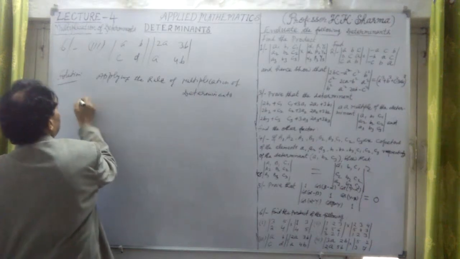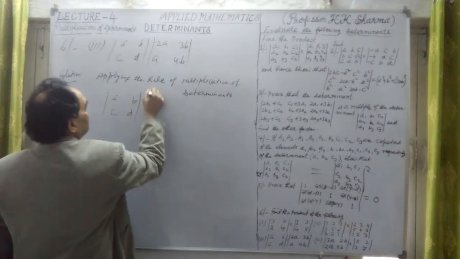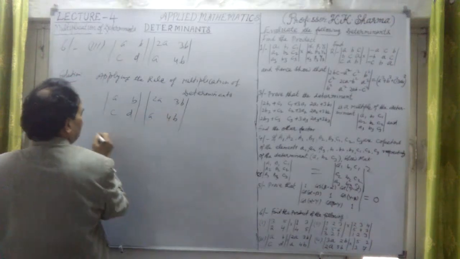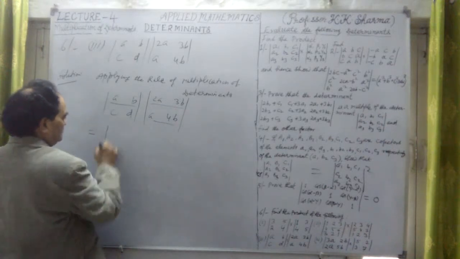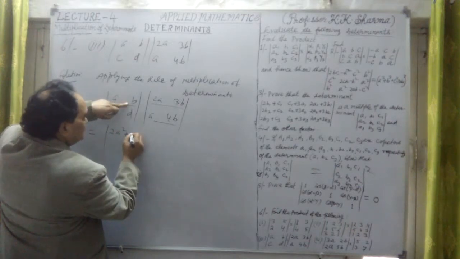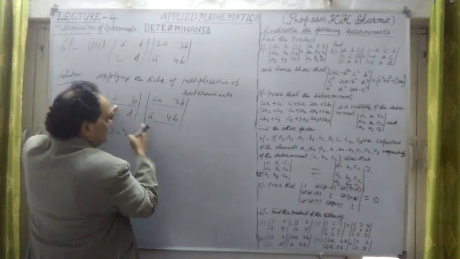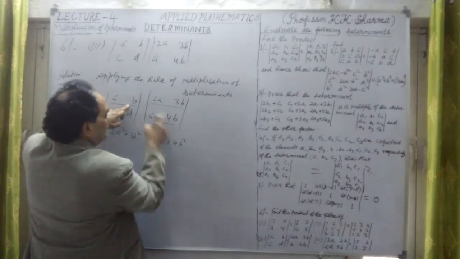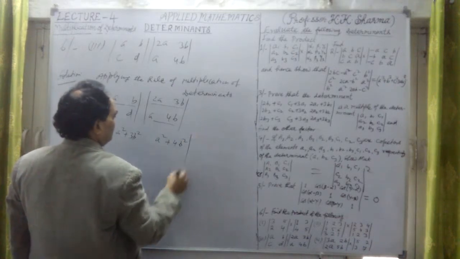Let me write the determinant A, B, C, D, and this is twice A, 3B, and this is A and 4B. Multiplying them, the first row multiplied with the first row, then the second row. Two elements are obtained. This is A into 2A, twice A square, plus B into 3B, 3B square. Right, that is the first element. First row multiplied by second row gives A square plus 4B square, B into 4B means 4B square, the second element.